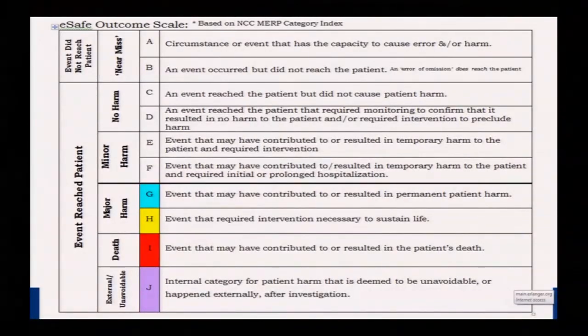This shows the degree of error. It's a rating system of harm. We don't worry so much about A and B because they didn't reach the patient. But once it reaches the patient, even if it didn't cause any harm, that is a significant problem.